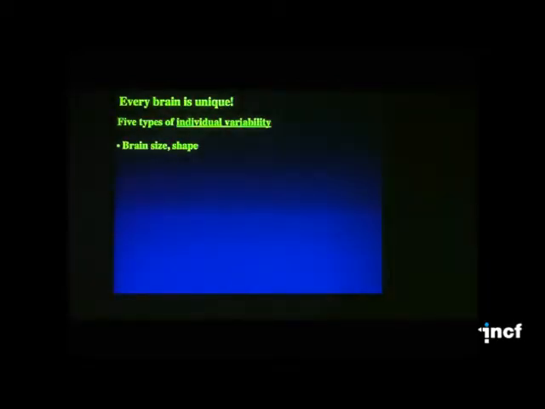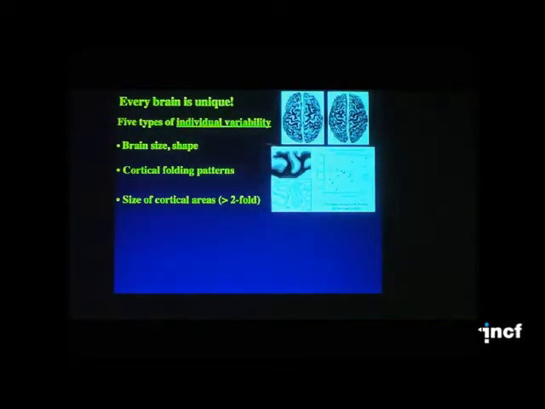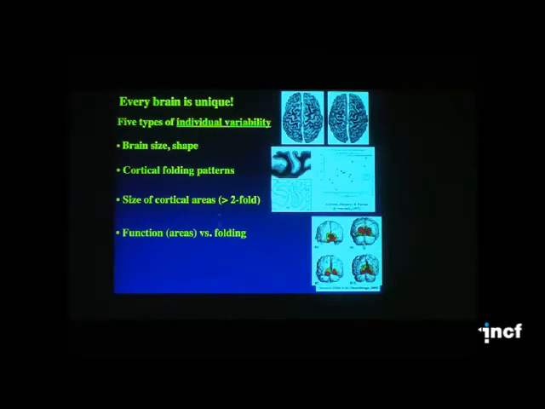And in fact, that's just one aspect of variability. Brains in this room, everyone has a brain of a different size and shape, of a very different cortical folding pattern. The individual cortical areas, such as V1, vary dramatically by 2 to 3-fold from one individual to another.